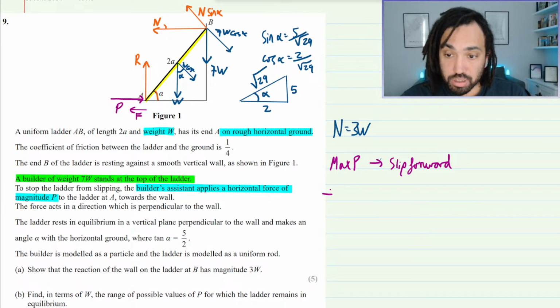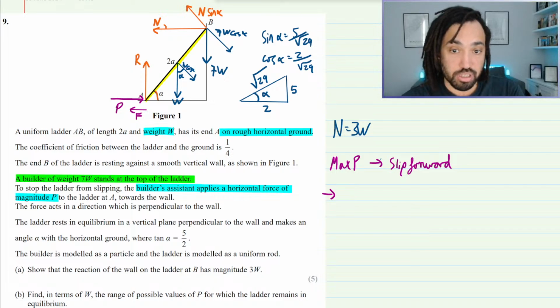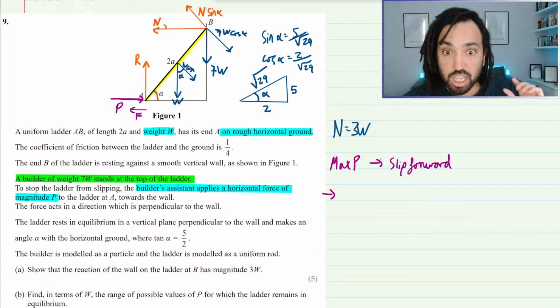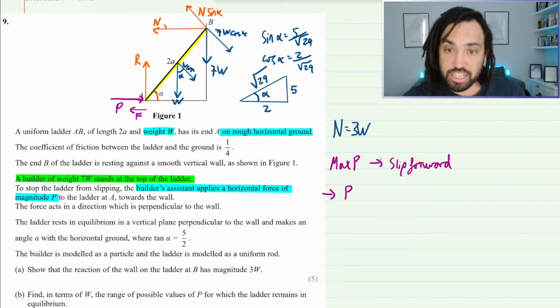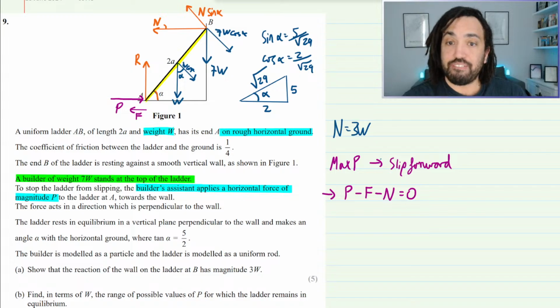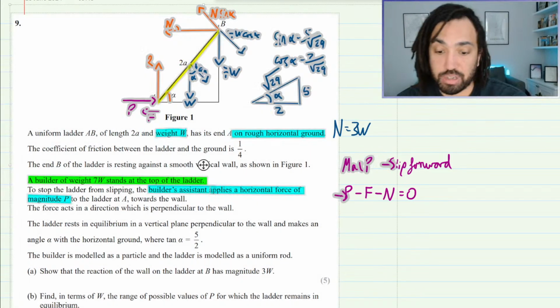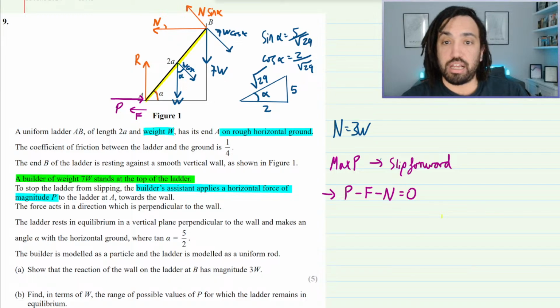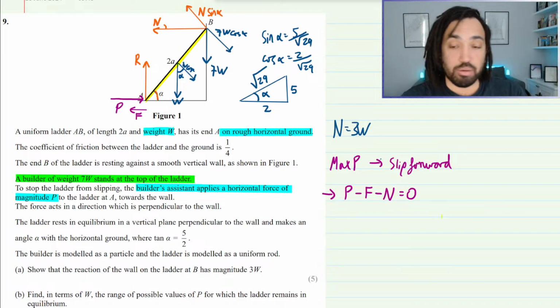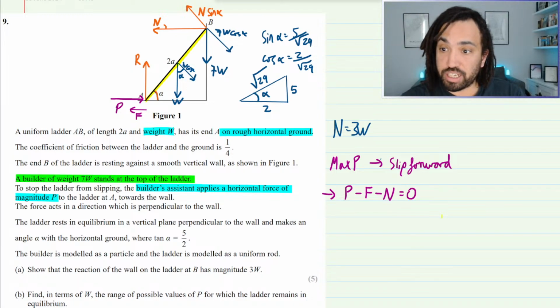So if we resolve forces horizontally, then we're going to have P going to the right, minus F, and minus N as well, equals 0. Because we're going to have P going to the right, and N and F going to the left. And it's still going to be in equilibrium. And what else do we need to do? We need to find R, in fact, don't we?